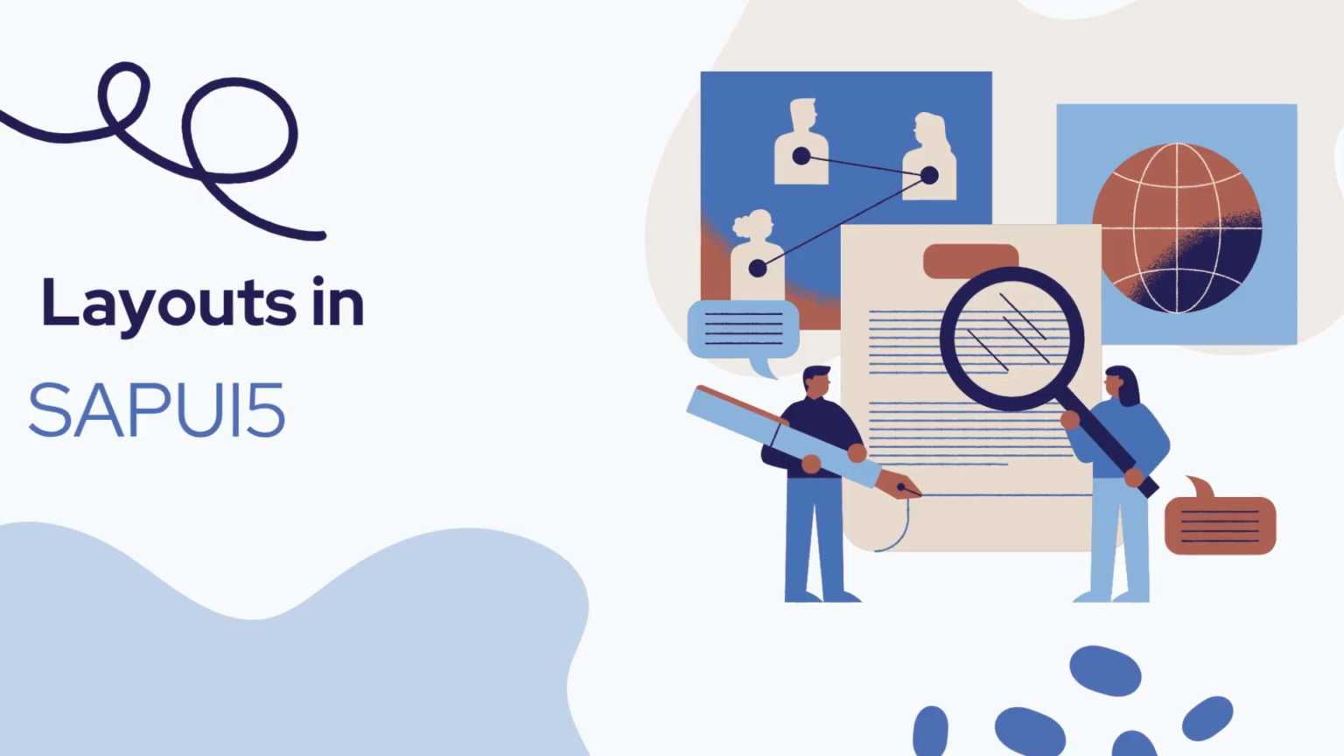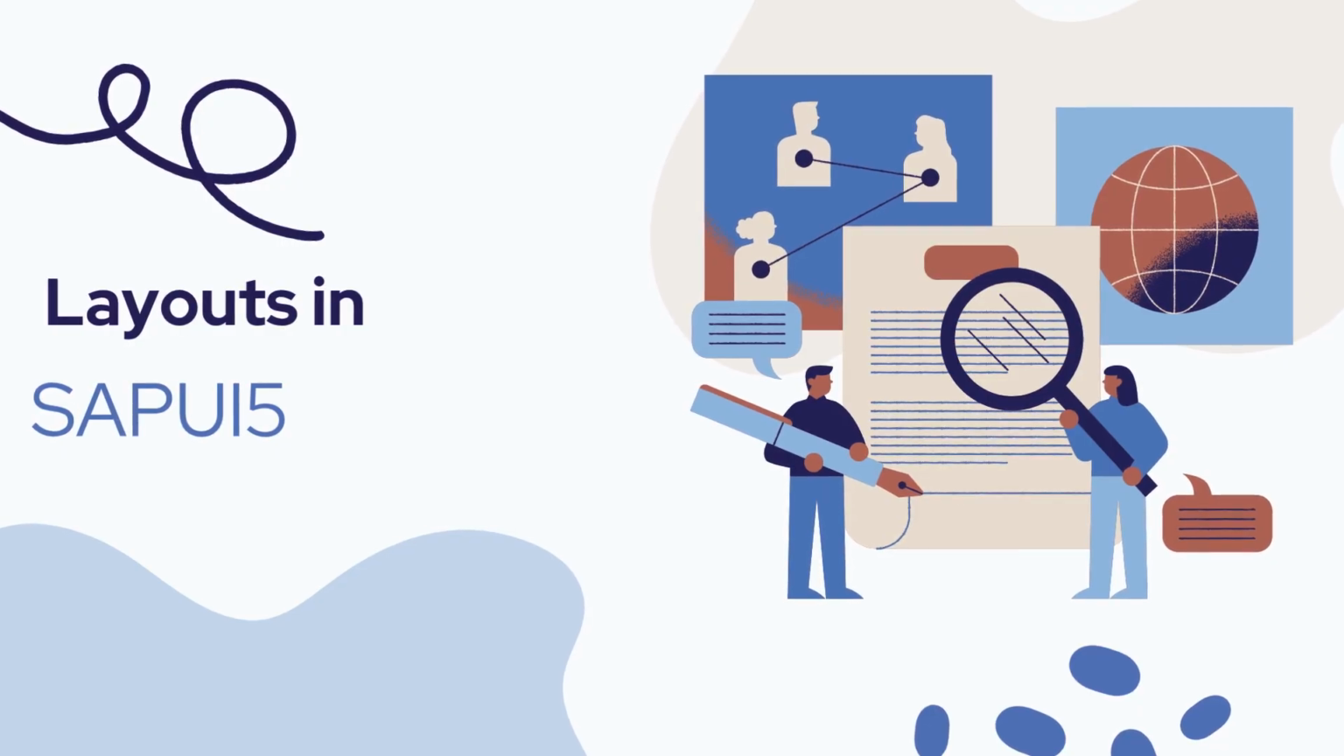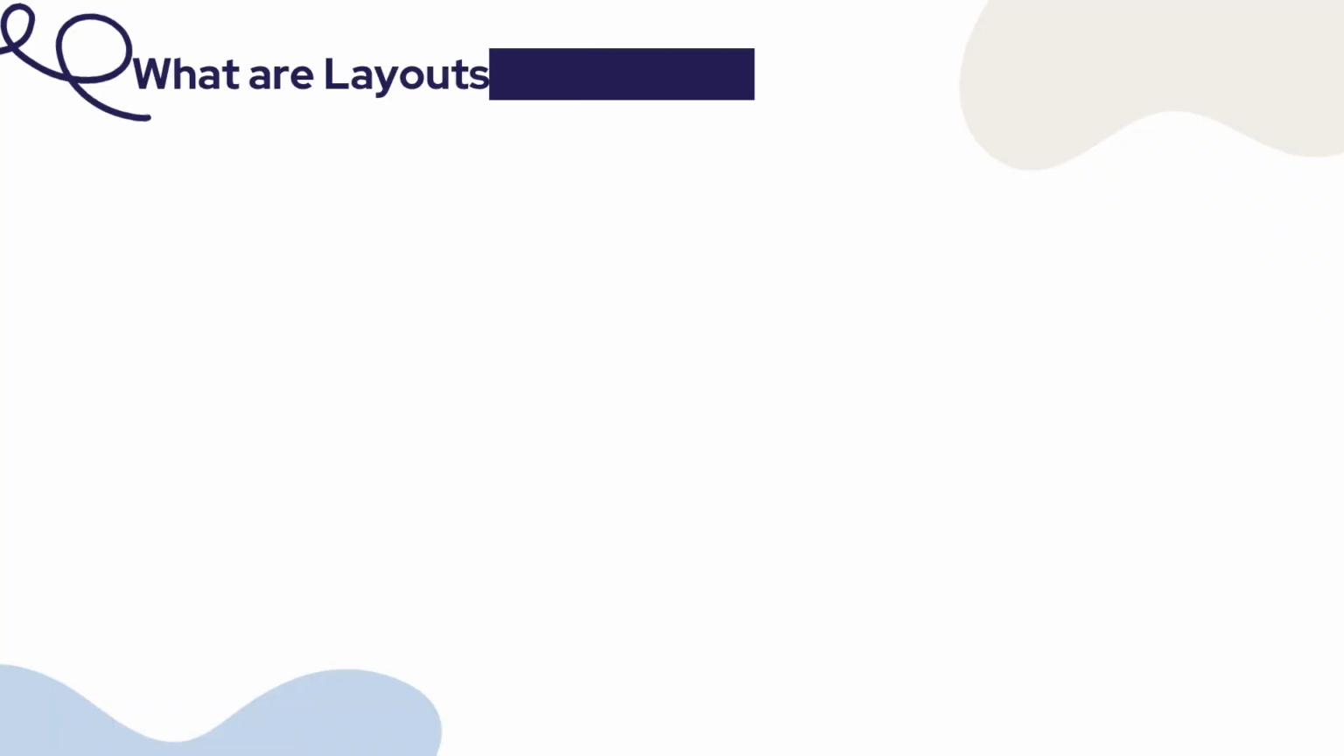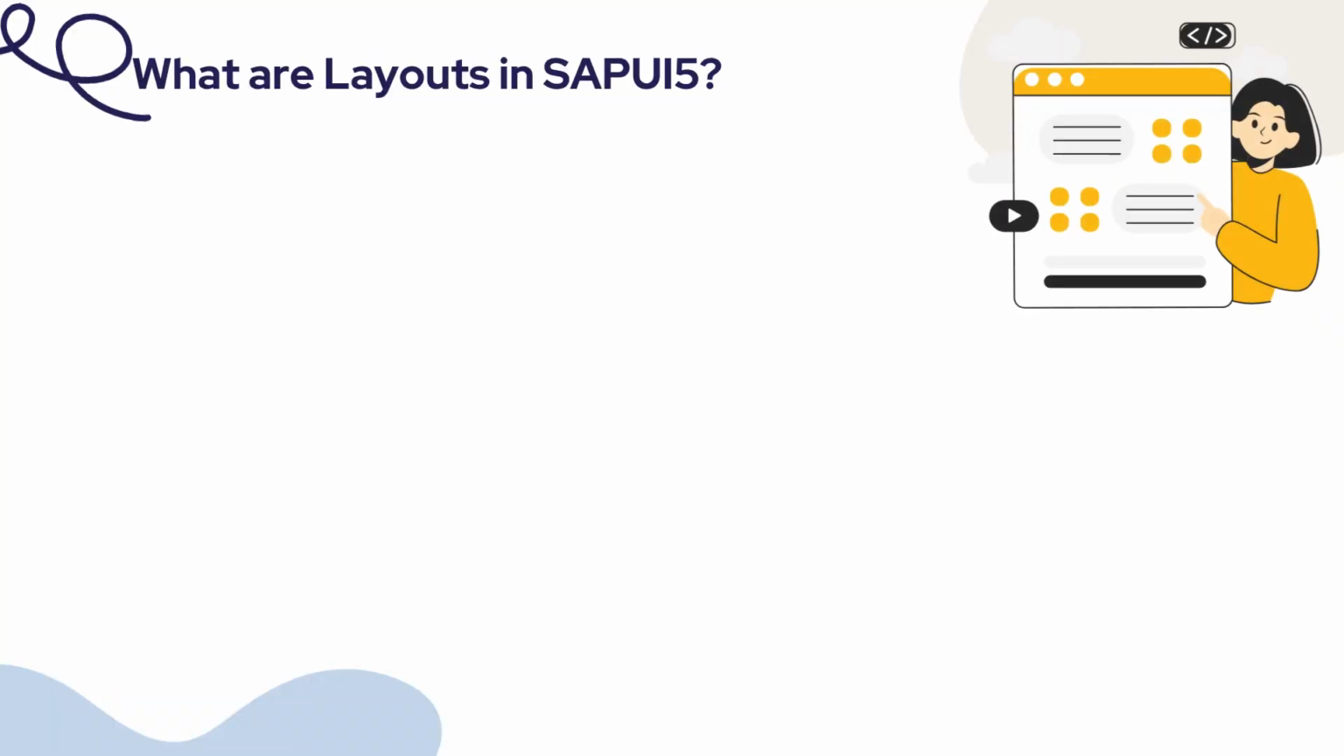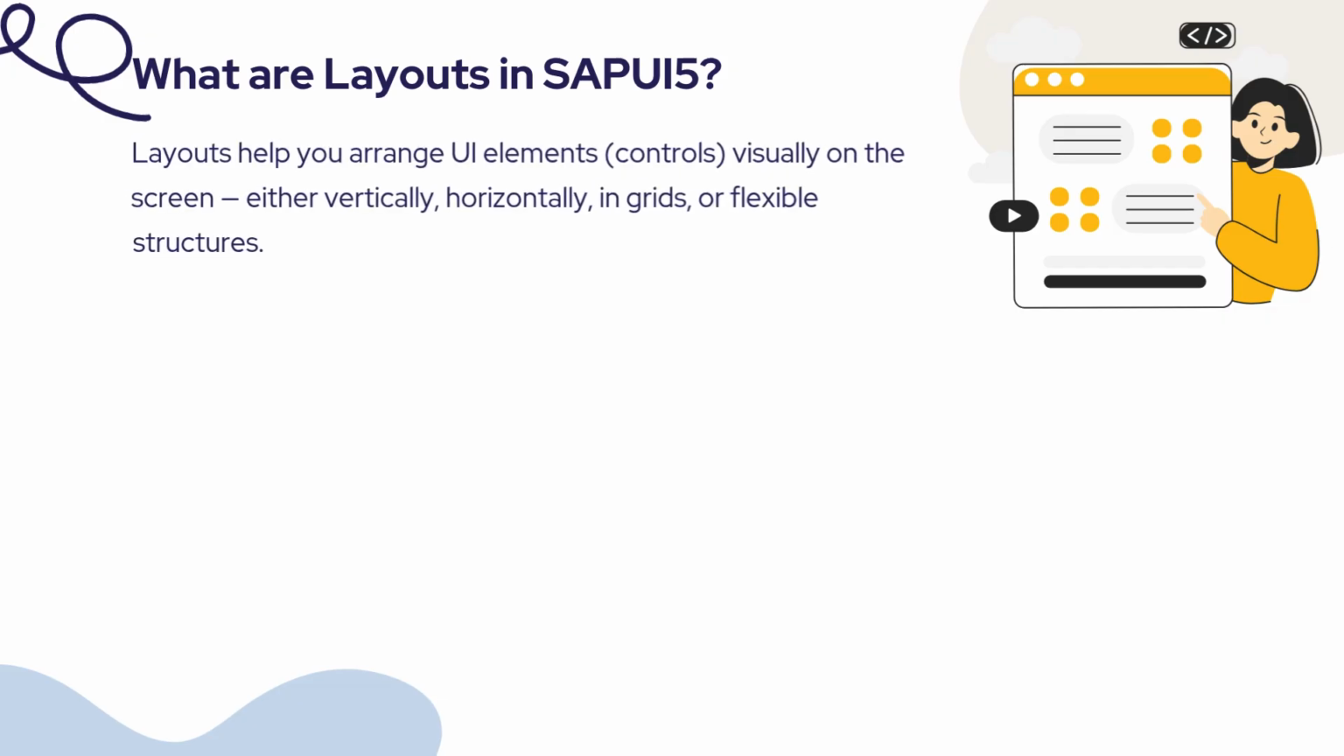In today's video, we'll talk about layouts in SAP UI5, basically how you arrange your UI controls on the screen. What are layouts? In SAP UI5, layouts help you arrange elements either vertically, horizontally, in a grid, or with flexible alignment. Let's quickly go through the most common layouts you will use.